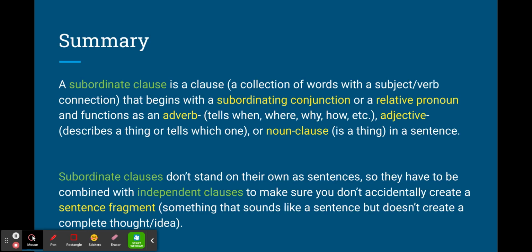So to sum it up, a subordinate clause is a clause that begins with a subordinating conjunction or relative pronoun. It can function as an adverb, adjective, or noun clause. And they do not stand on their own as sentences. They have to be combined with an independent clause. Otherwise, you've got a sentence fragment, which might be unclear to your reader. Okay, so those are your main takeaways here for subordinate clauses. Those are the things you really need to remember.